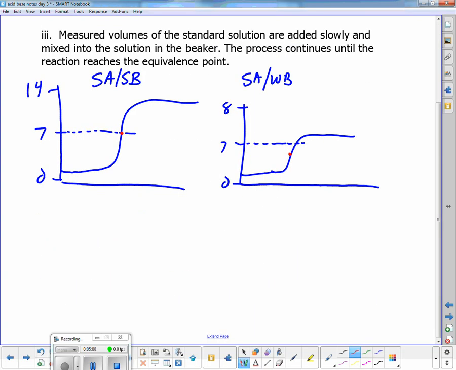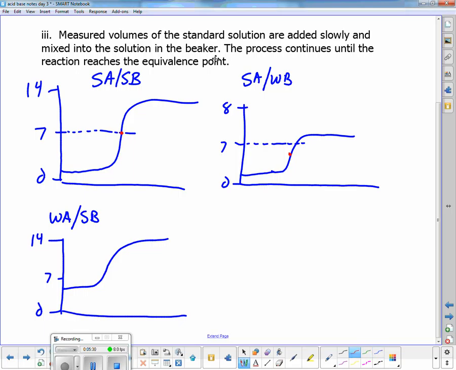Now, what happens if I do a weak acid with a strong base? Okay, again, we've got 0 to 14. And if I have a weak acid, I'm going to be up here to start the titration. And as I go, I'm actually going to be above the 7.